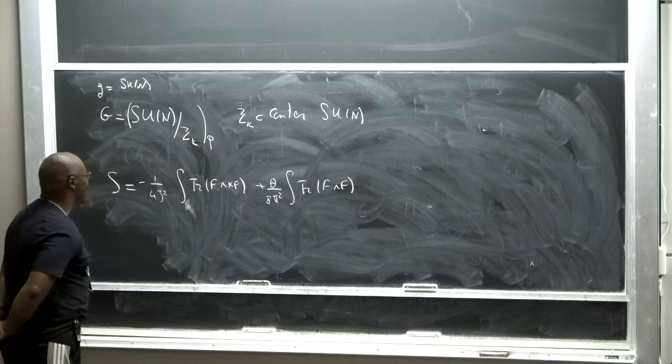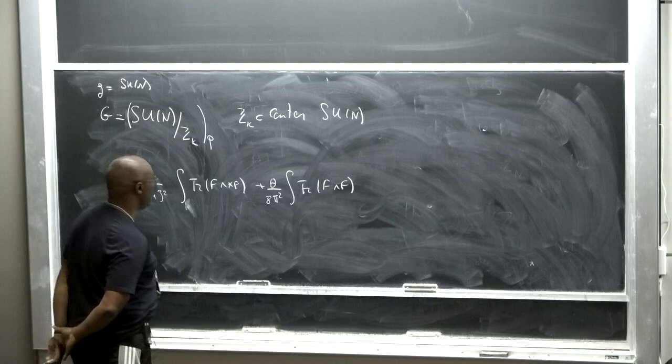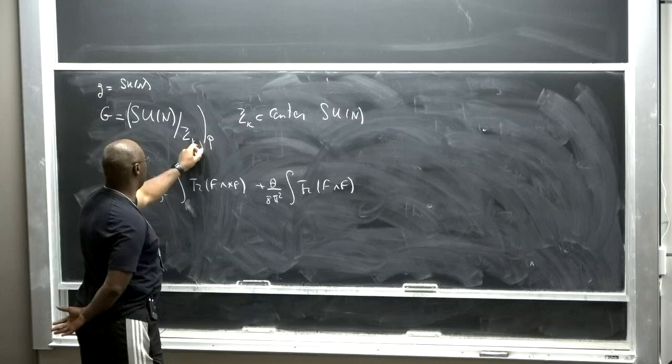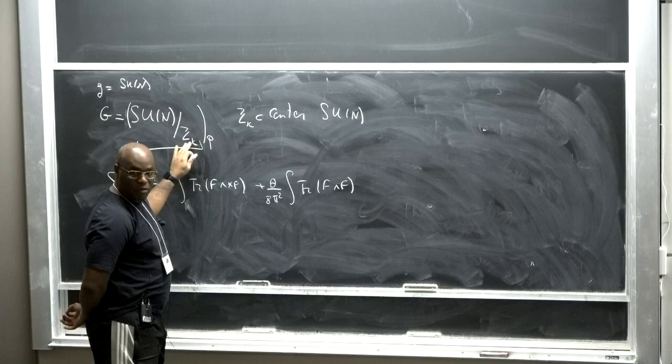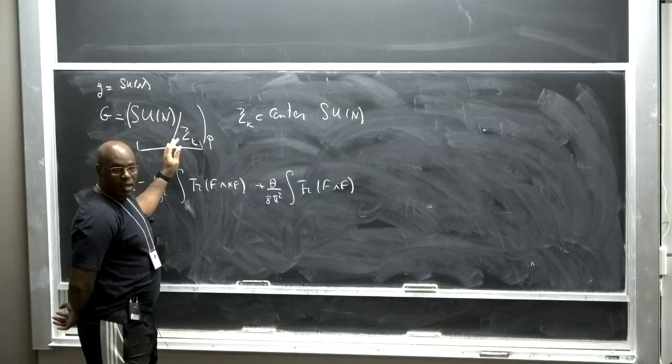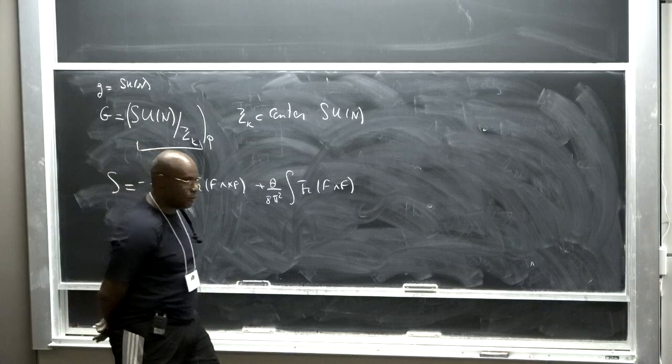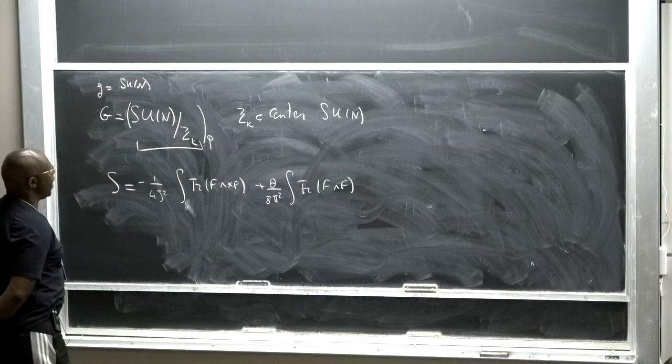Okay, so this is what the action is. F is the field strength for a gauge field. Let's say that the gauge field is valued in SU(N) mod Z_K. What this means is that I have an additional discrete gauge group, a Z_K symmetry that is gauged. The canonical example is SU(2) versus SO(3): from SU(2), you get to SO(3) by gauging the Z_2 center symmetry. Okay, so when you do this, something actually interesting happens.